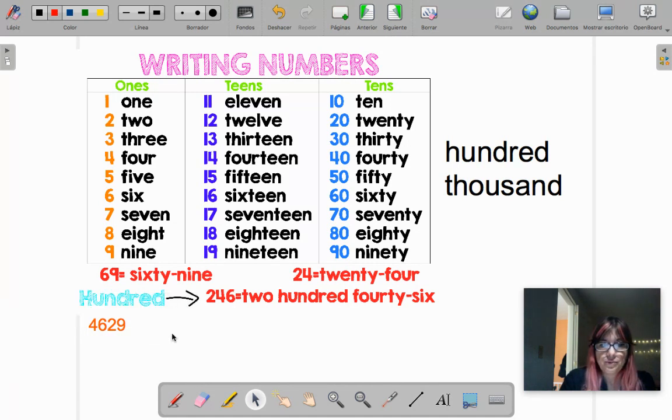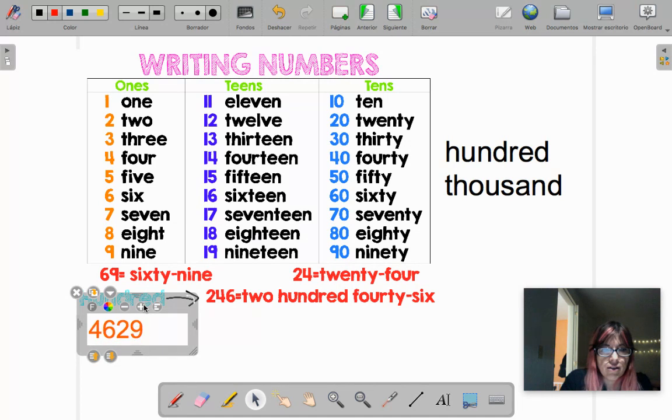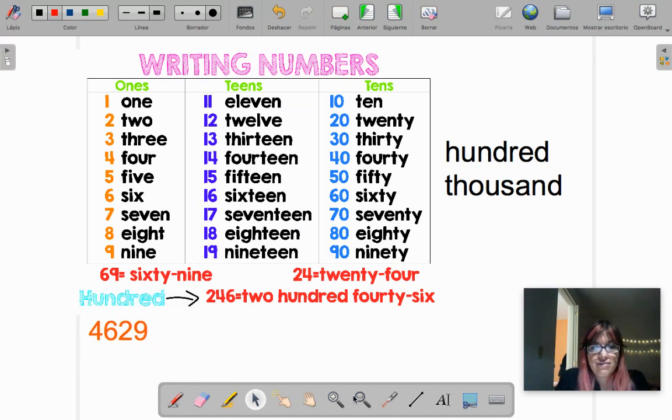So let's look at the first one, the way we read it. So first we say 4,000. And also we know it because this is in the thousands, okay? Let's review. These are the ones, these are the tens, these are the hundreds, and these are the thousands. That's why here we say 4,000.